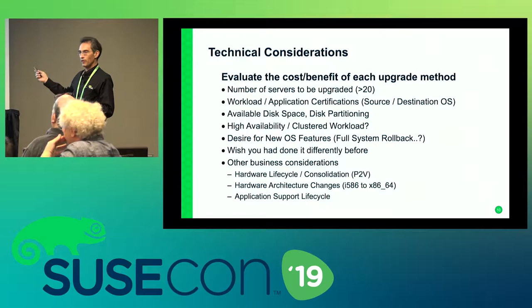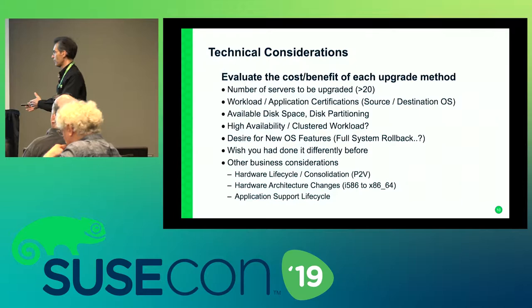Or you simply have learned some things, hindsight's 20/20, and you want to do some things differently. Some of these we'll talk about a little bit later. Our hardware architecture changes. Jeff will talk about a particular scenario, and going from i586 to x64 was a big deal, right? That's not going to be an in-place upgrade, but there are some ways you can automate that as well and make that smoother and more consistent across your implementations. And the same is even true in the power world as well, not just Intel.